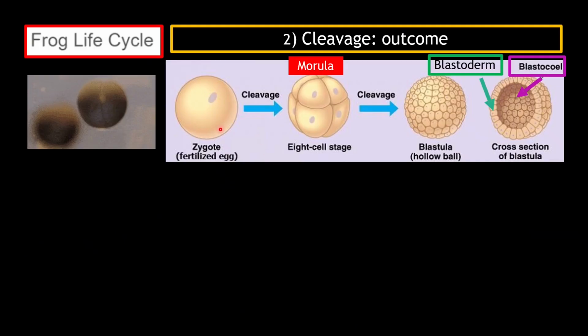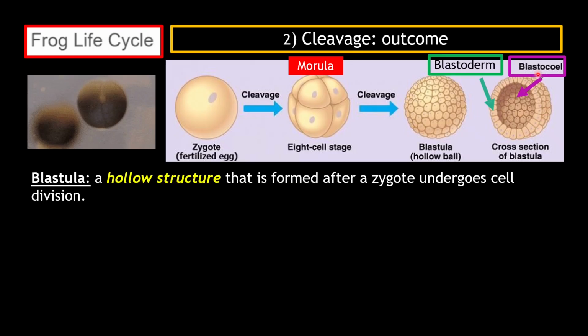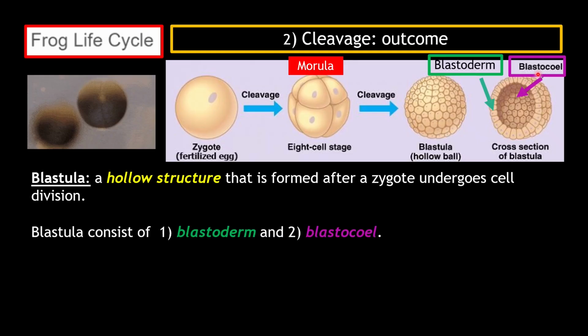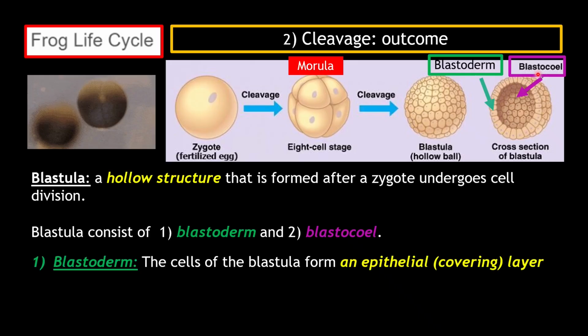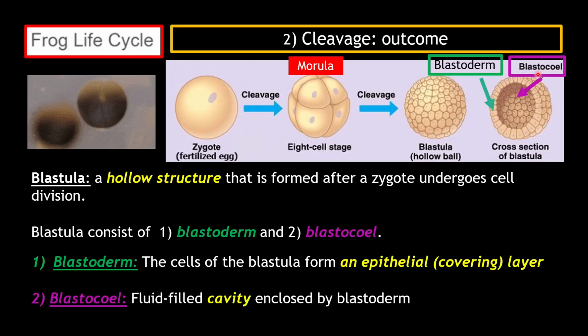So look, zygote, we just talked about the morula, 8-cell division, and now look, the blastula, and when you cut it, the cross section will show that here it is empty with a fluid, and this cavity is called blastocoel, and the cells are now called blastoderm. So just to remember, blastula is a hollow structure that is formed after the zygote goes through cell divisions, and the blastula consists of blastoderm and blastocoel. The blastoderm is the epithelial layer, so the cells, and the blastocoel is the fluid-filled cavity enclosed in the blastoderm.